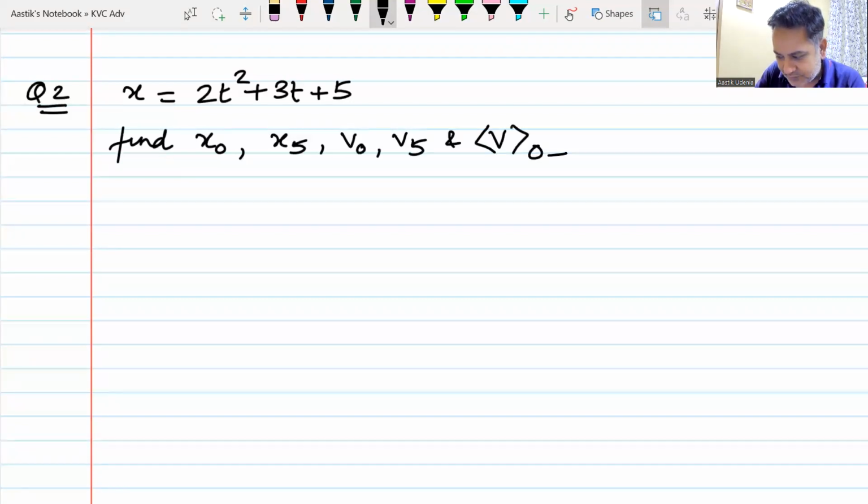I've written everything in the form of symbols. Do we understand the symbols? X0 stands for position at 0 seconds. X5 stands for position at 5 seconds. V0 stands for velocity at 0 seconds. V5 stands for velocity at 5 seconds. V average from 0 to 5 stands for average velocity. Remember, average velocity is always calculated over an interval of time. You have 2 minutes to do this.